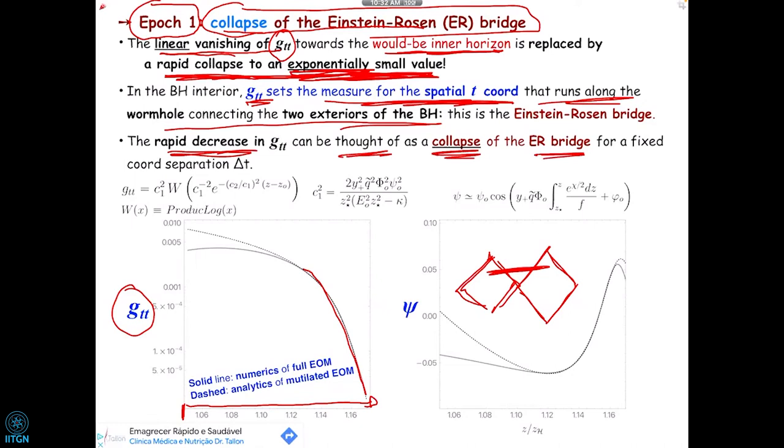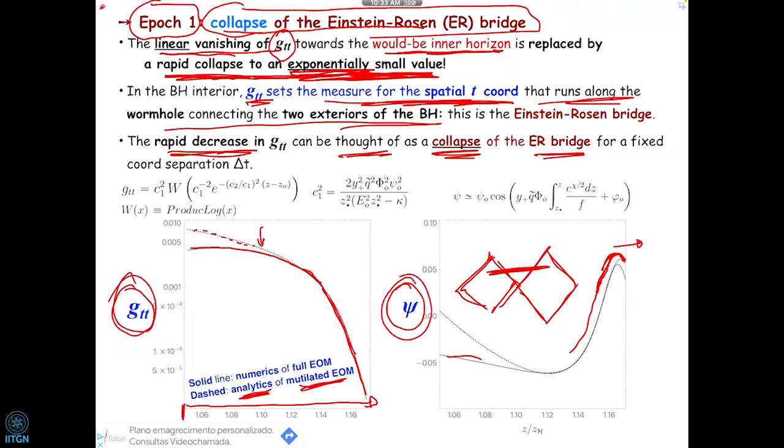At the same time, we also see that the scalar field starts small and it tends to increase. And then we will notice that it reaches a maximum. Pay attention to this because I will show what comes after this maximum in the next slide. Here, the solid line represents the numerical solution to the full equations of motion, and the dashed line is the analytical solution of the mutilated equations of motion. So we see that this analytical solution is indeed a good approximation to the full solution, both for GTT and for the scalar field, especially after a certain Z, right? After this one. So this is the first epoch.